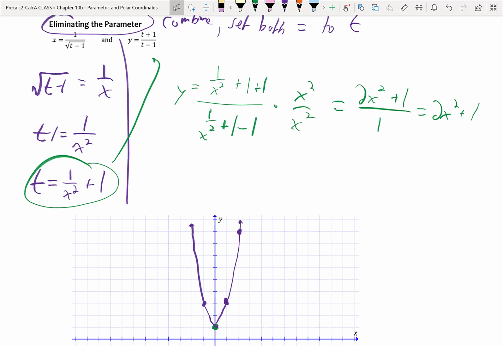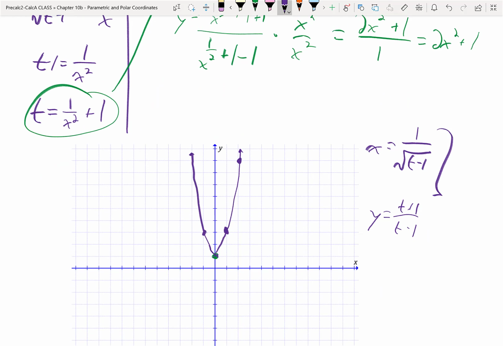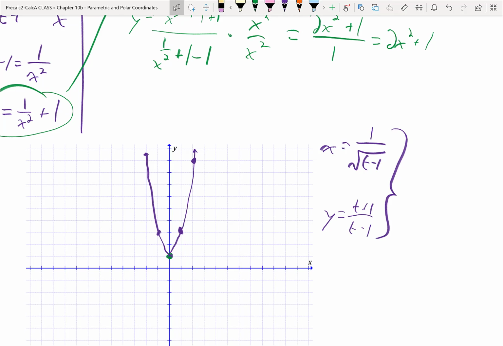So looking back at the parameters, x is equal to 1 over root t minus 1, and y is equal to t plus 1 over t minus 1. Let's talk about domain here. Give me any domain restrictions you know from the two of those. Go. T has to be greater than 1. T cannot be 1, can it?